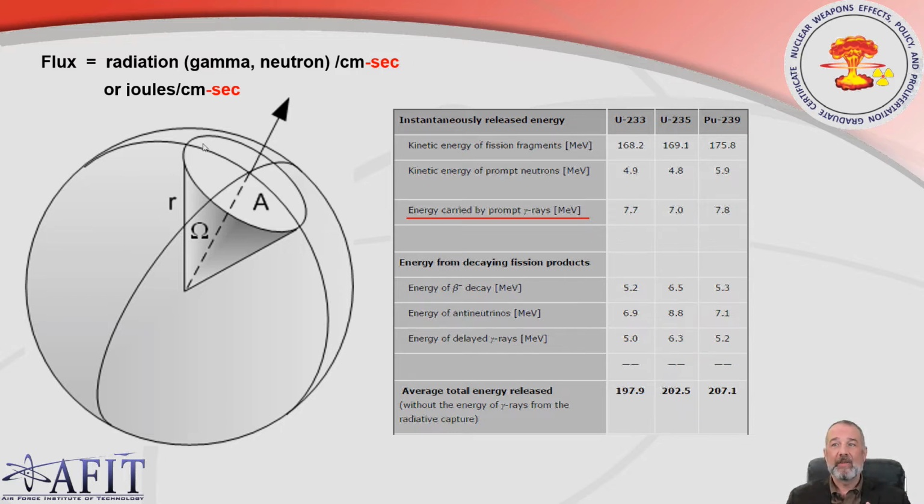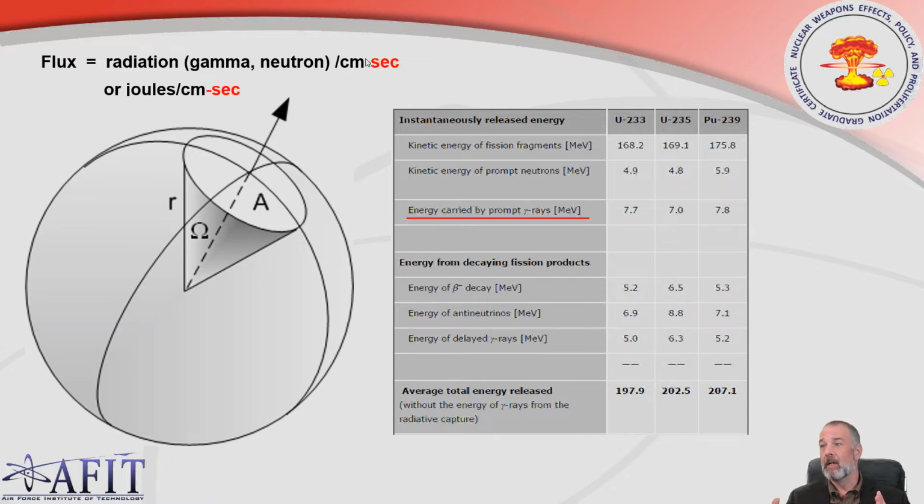Now the radiation, the gammas or neutrons, we can do it in a number of particles, or we can do it by something called energy flux, which is we simply multiply the energy being carried by those particles times the number of particles, and we can come up with something like joules per centimeter squared per second. There should be a little squared thing here. I don't know why there isn't.